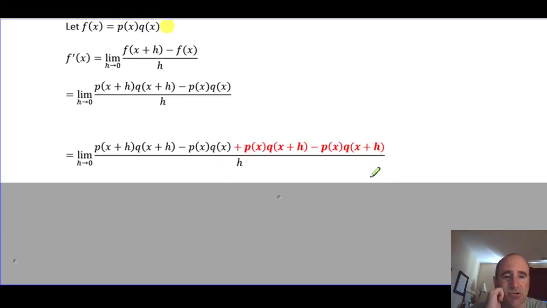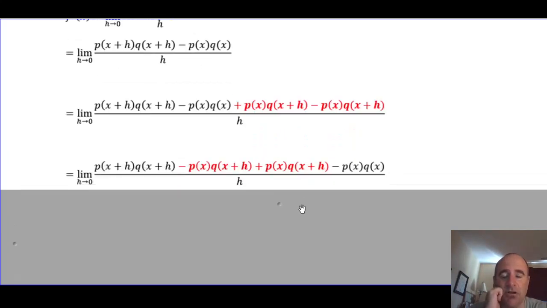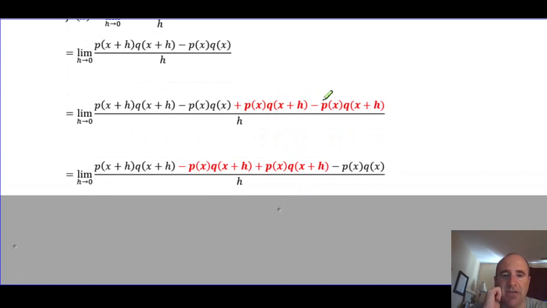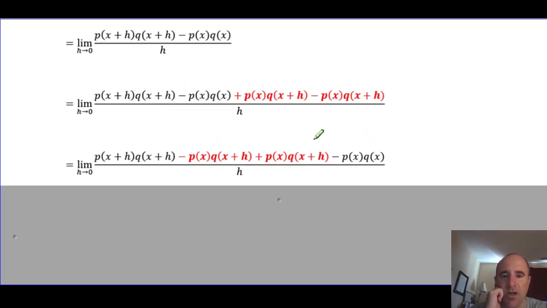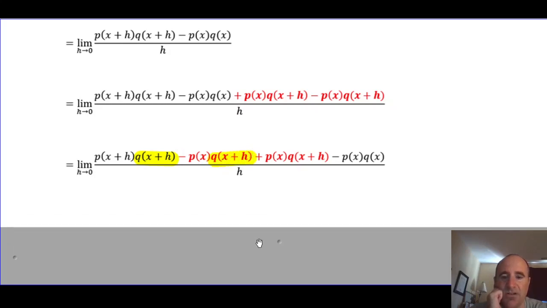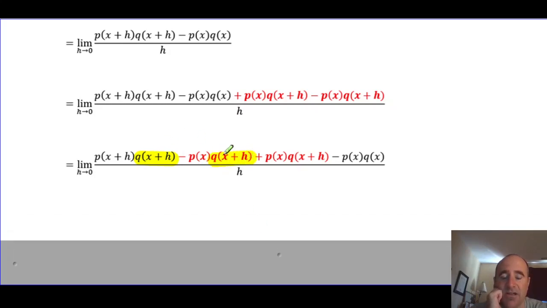This is certainly allowed. All I'm doing here is taking that amount that I've added and subtracted, and I have chosen to write it in the middle. There are four terms I'm adding and subtracting, so I can scramble them into whatever order I want. I'm going to go with the subtraction first and then the addition. The reason is that if you look at the first two terms, they have a common factor of q of x plus h. There it is right there and right there. So that's a common factor, and I'm going to factor that out.